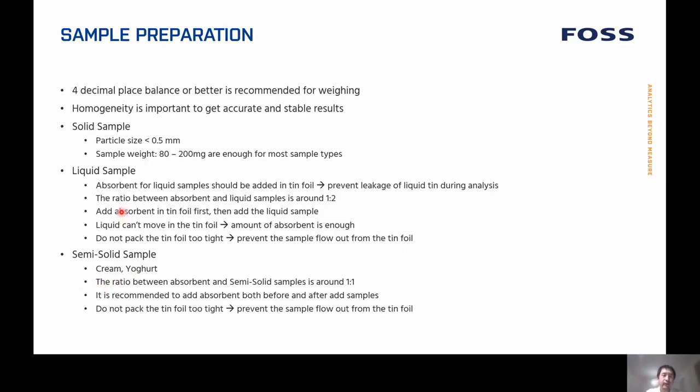And then you have different procedures of weighing. For a liquid sample, you just weigh the absorbent and add the liquid, then the liquid is absorbed by the absorbent. But when you handle semi-solid samples, you weigh half of the absorbent at the bottom, then add the sample, then cover the sample with absorbent finally. So the sample is like a sandwich in between. This can prevent the sample from moving out. And it's the same as before: you should not pack the tin foil too much, otherwise the sample will just flow out from the tin foil.